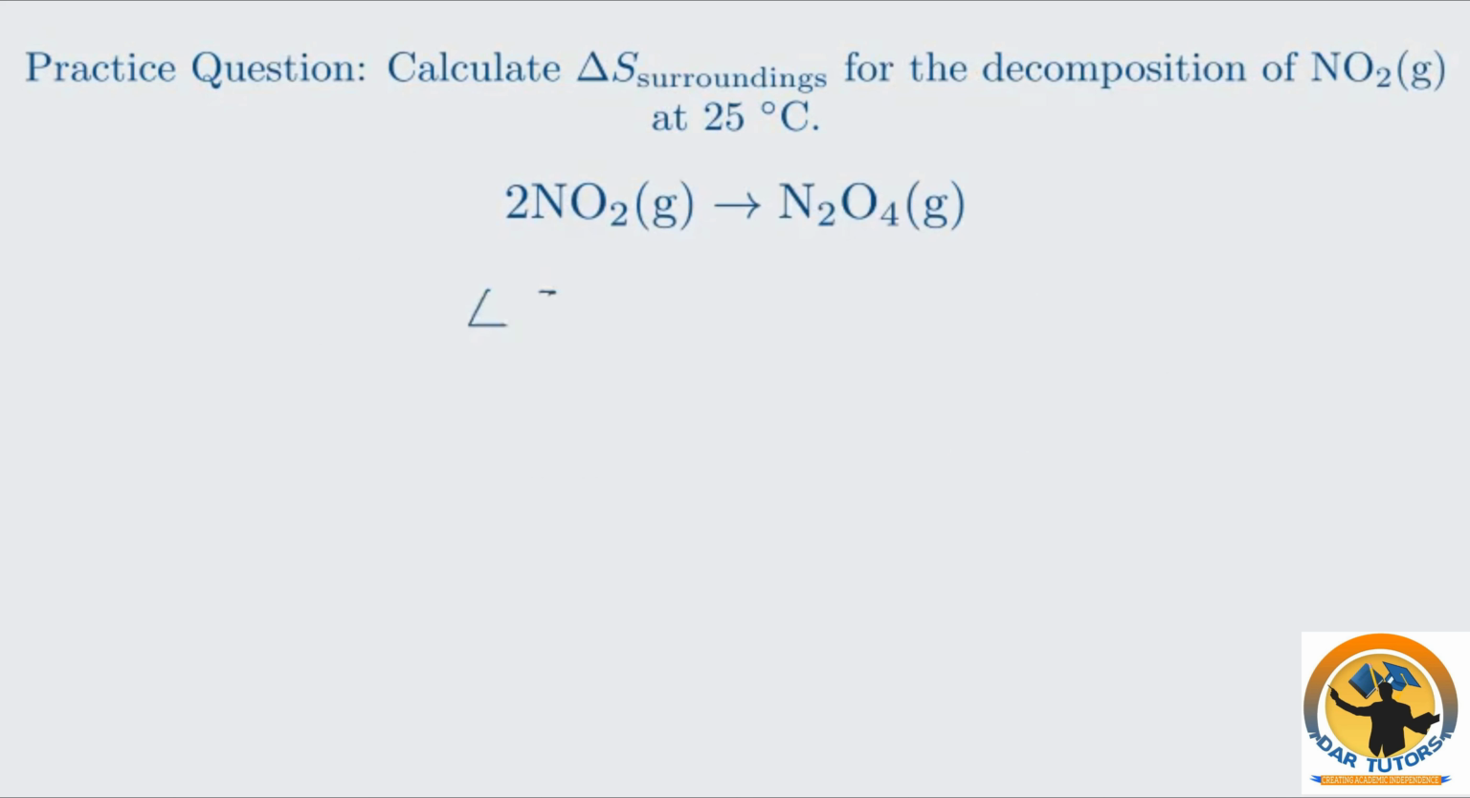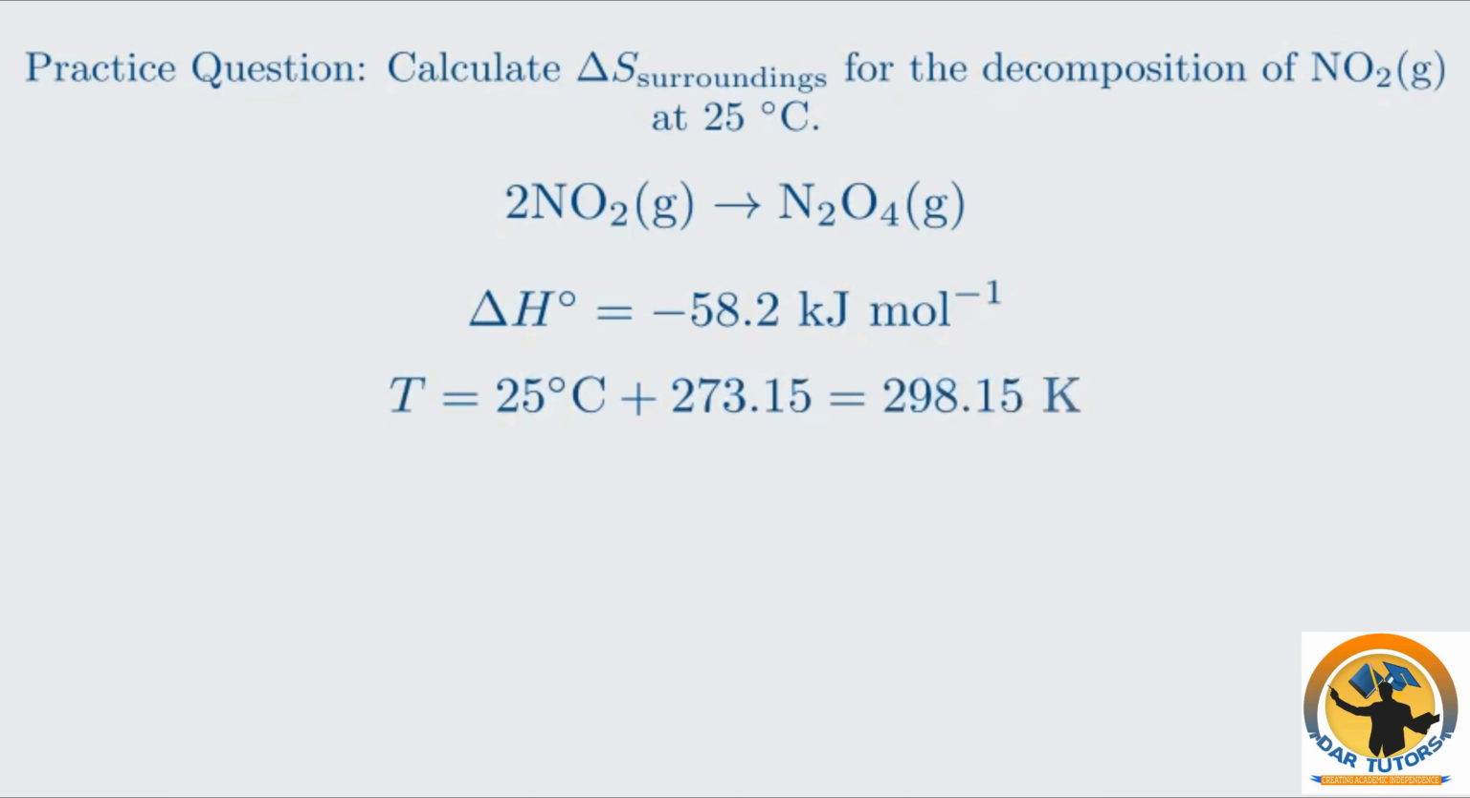Let's apply this to another IB-style problem. This time, we'll calculate the entropy change of the surroundings. Consider the decomposition of nitrogen dioxide at 25 degrees Celsius. The key is to pay close attention to units. The enthalpy change is in kilojoules per mole, but our entropy change should be in joules per Kelvin per mole.